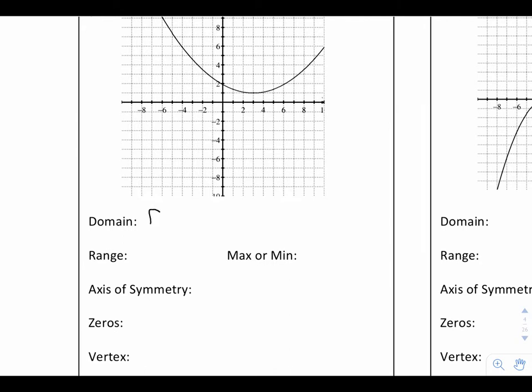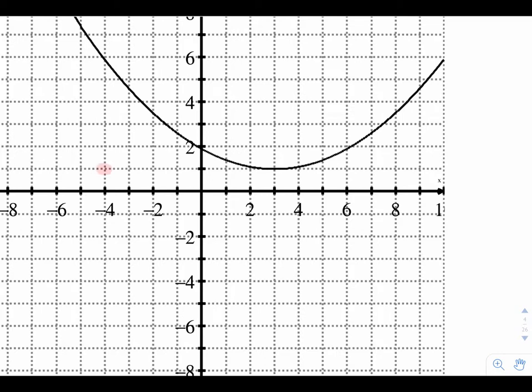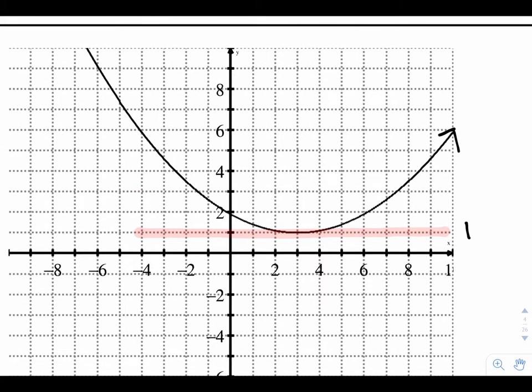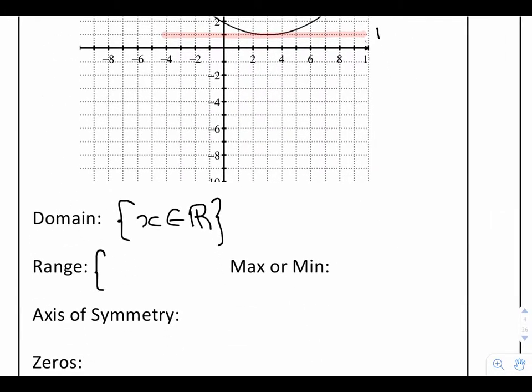Domain, same thing. All real numbers. Now the range for this one, if I look closely, the lowest value of this graph is a value of 1. So this graph is everything above a value of 1. So I write that in. y belongs to the set of real numbers such that y is greater than or equal to 1. And this is a minimum of 1.